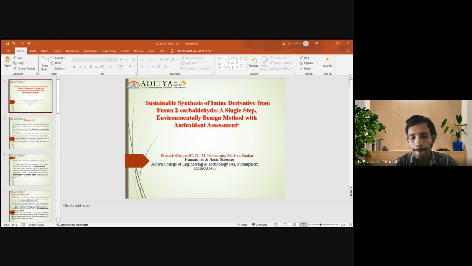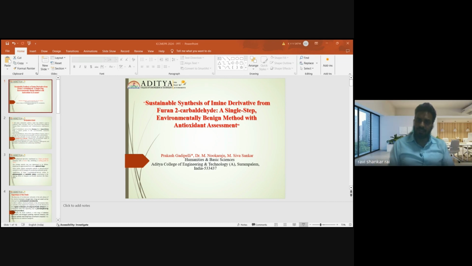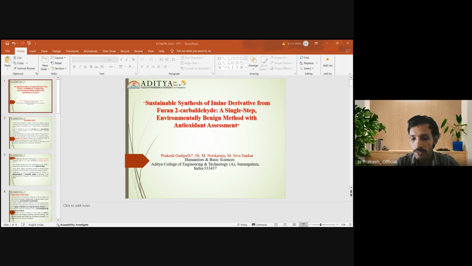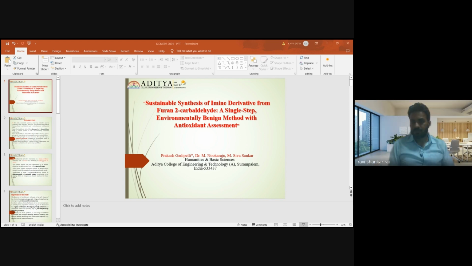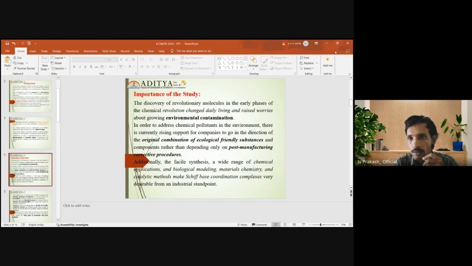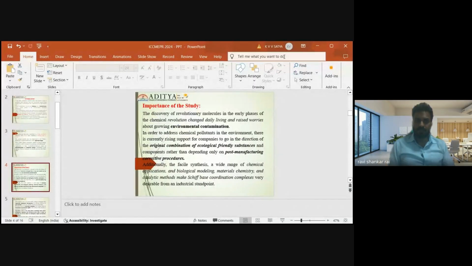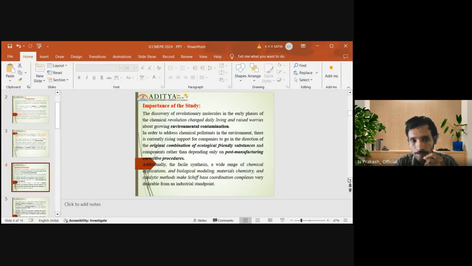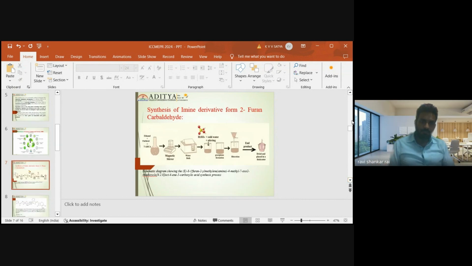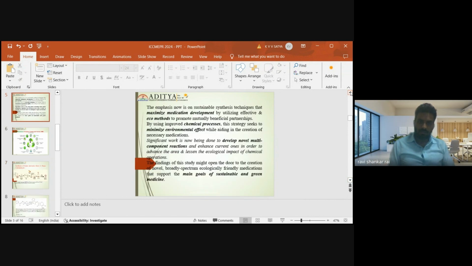The slide is not moving. I think you are on the first slide or some other slide. Your slide is not moving. It's moving, sir. Now? No. Yeah, now it is moving, sir. Okay, so you are on slide number 7. Yes, moving. Okay.